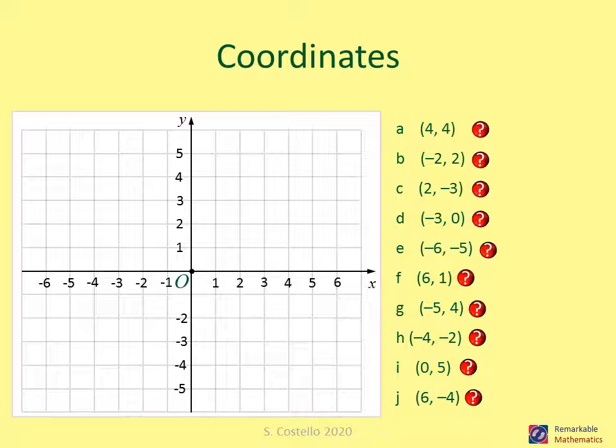Now what I'd like you to do is to plot them. So on square paper, if you draw an axis similar to these ones, with that number range, I'd like you to plot all the coordinates A to J on that grid. So pause the video now, do that. Once you've done it, come back, play the video again, and we'll go through the answers.